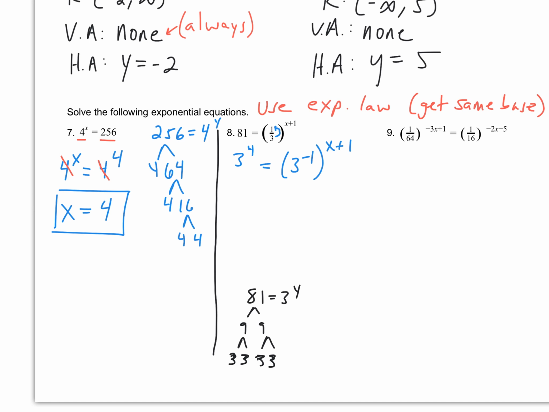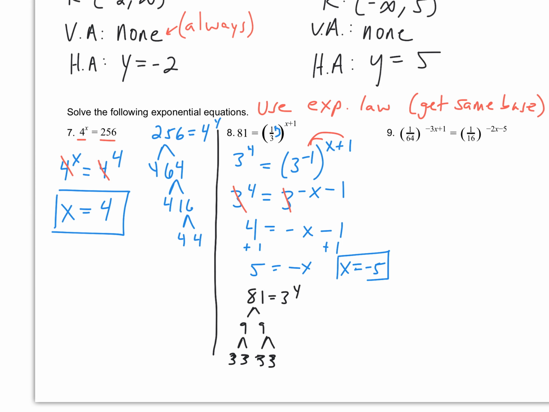From here, I have some powers raised to powers. Remember, those get multiplied to each other. So it's 3 to the negative x minus 1. From there, we can drop our bases and say the exponents are equivalent. So I will solve from here. Add 1 to both sides. 5 equals negative x, which means x is negative 5.